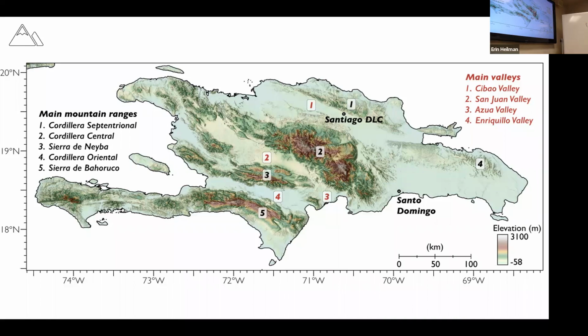But getting a general picture, you have this high mountain range in the center of the island. It has the highest point in the Caribbean, Pico Duarte, and you have some of these very deep valleys. So some of these are sub-sea level. The Enriquillo Valley is the lowest point in the Caribbean at around -60 meters.